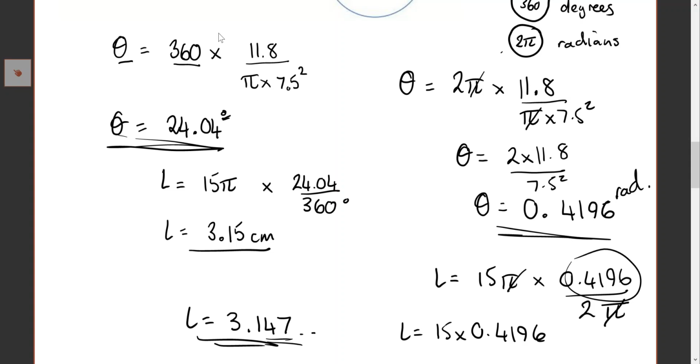But anyway, we've done it. We started with some area information. We went from area to figure out the angle, and then we can use the angle to figure out the circumference. The same thing can happen in reverse, and that's a normal type of question for you.